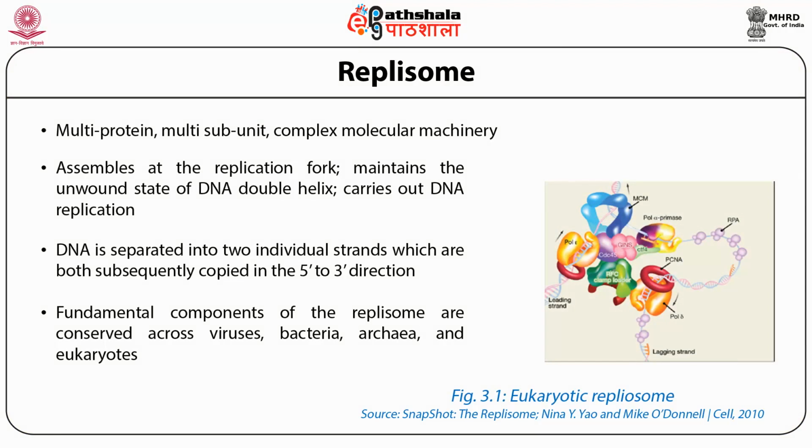Just like prokaryotes, the eukaryotic DNA replication is also characterized by a replication bubble, which is flanked by replication forks at either end. Wherever there is a replication fork, it requires a replisome complex to stabilize it. The eukaryotic replisome complex is a multi-protein, multi-subunit molecular machinery which exhibits at least two distinct functions. On one hand, it maintains the unwound state of the DNA double helix and stabilizes the replication fork. On the other hand, it carries out DNA replication simultaneously.